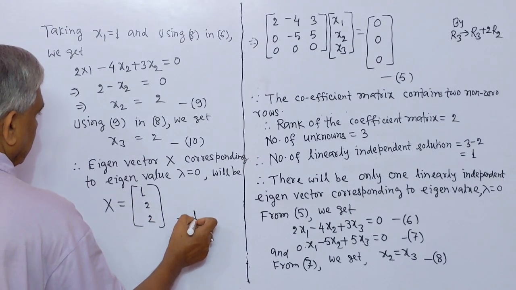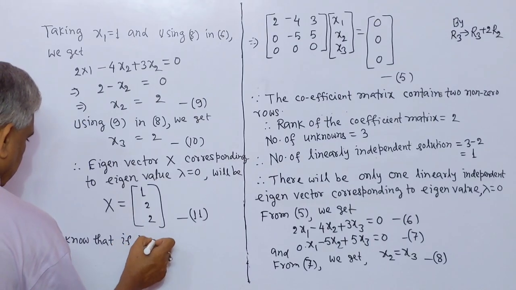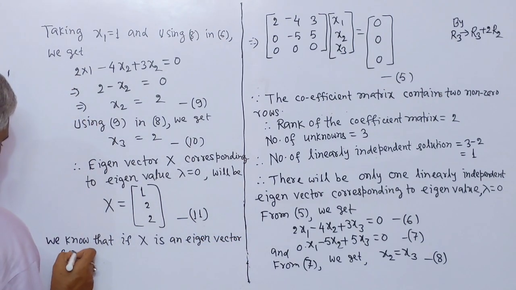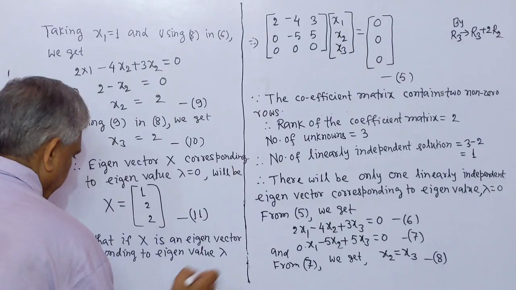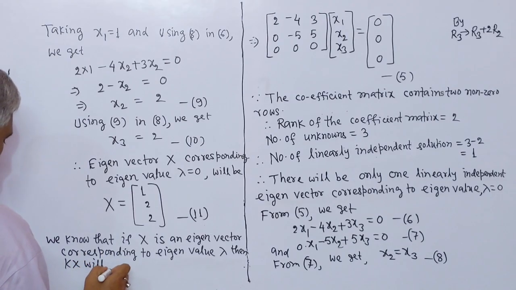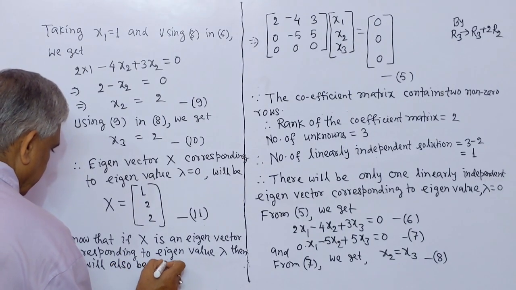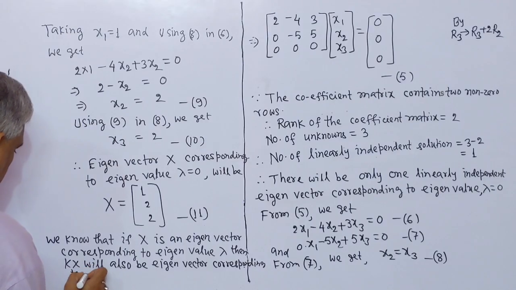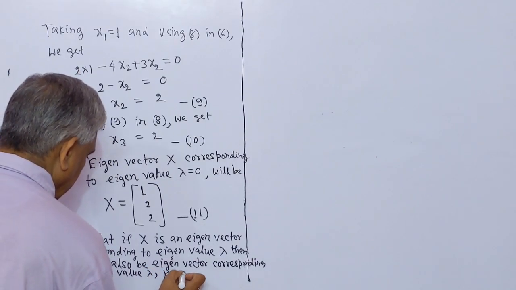This is number 11. We know that if x is an eigenvector corresponding to eigenvalue lambda, then kx will also be an eigenvector corresponding to eigenvalue lambda, k being any scalar.